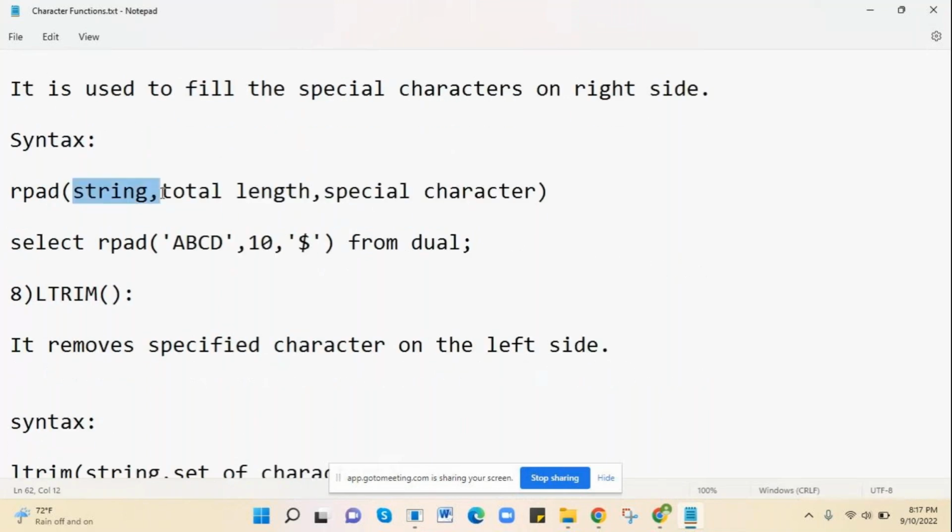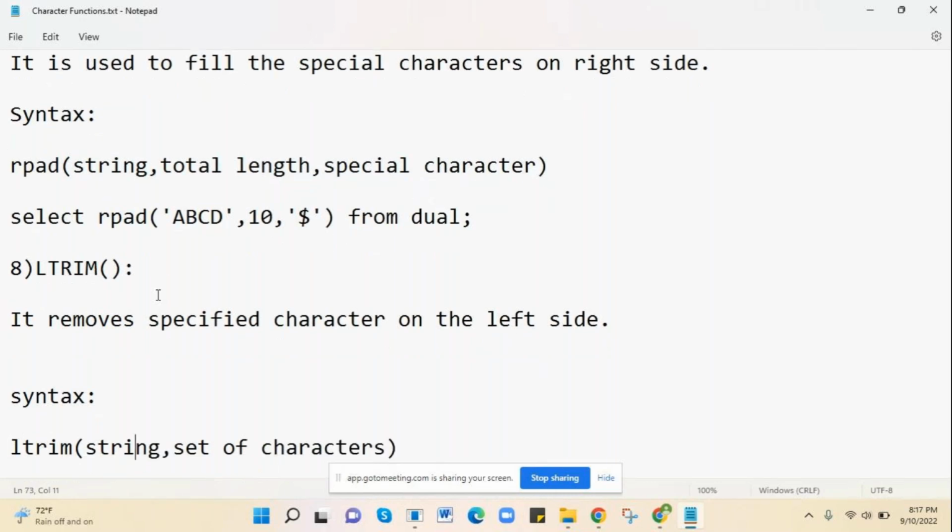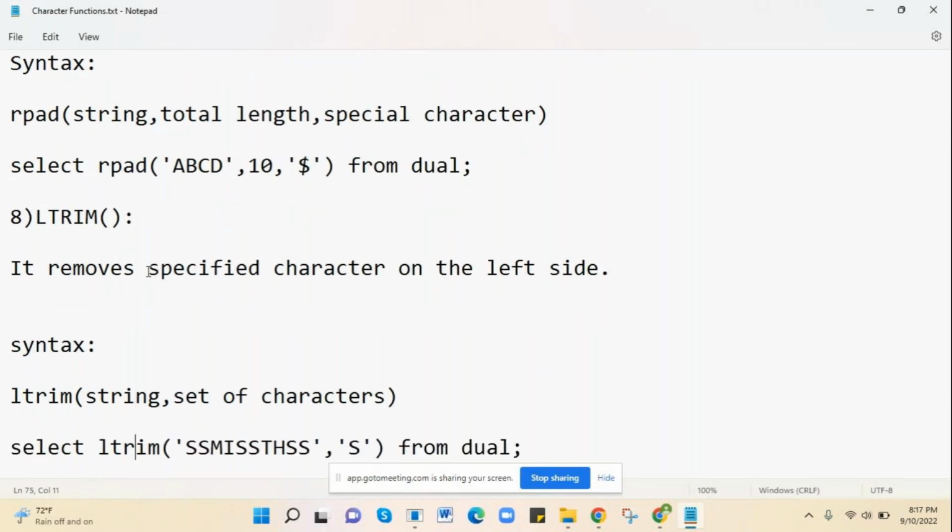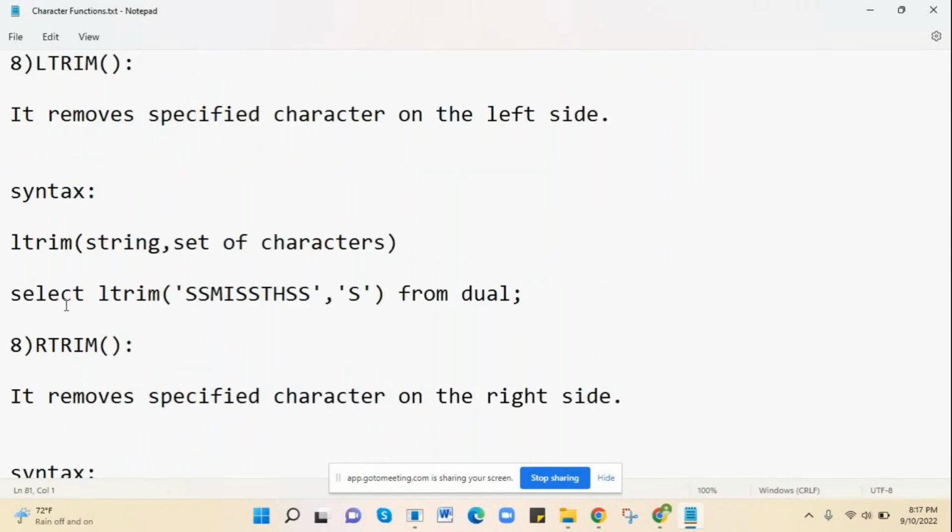This is the syntax: string, total length and special character. Next is trim. We have trims, like shaving trim and so on. Here also we can remove some characters. Okay. L trim means it will remove some characters from the left side. The simple syntax is ltrim, string and some set of characters. For example, I want to trim s here, so it will remove these two from the left side.